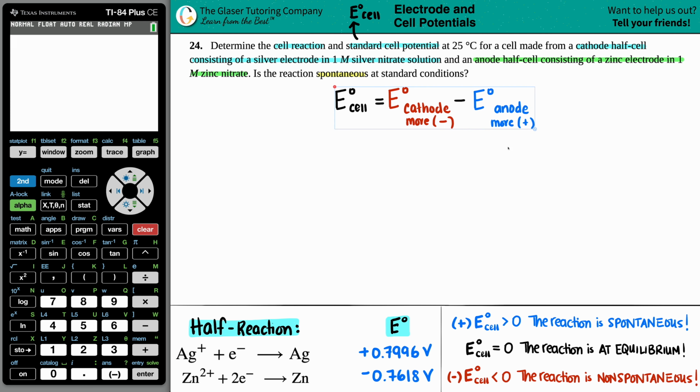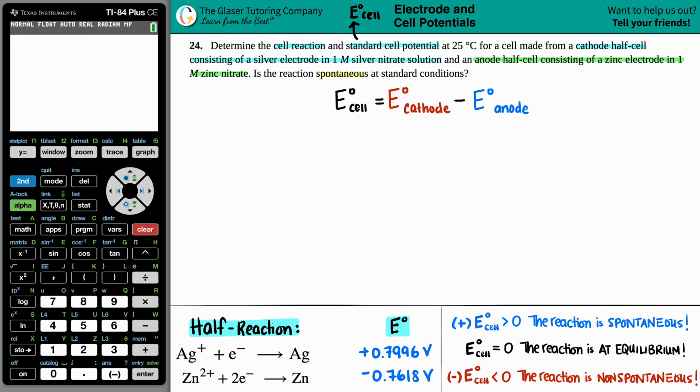We'll start off with how to find the standard cell potential. The formula is cathode minus anode, the cell potential of the cathode minus the cell potential of the anode. Keep in mind that reduction is happening at the cathode. You're gaining electrons, you're becoming more negative, and oxidation is happening at the anode. You're losing electrons, so you're becoming more positive. However, we don't really need to know which one is the cathode or which one is the anode because they already told us that. So I'm just going to leave it as cathode minus anode.